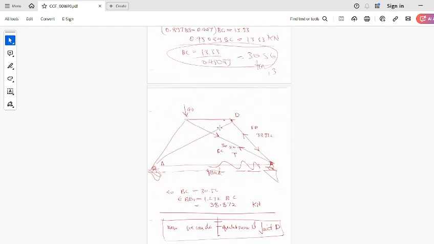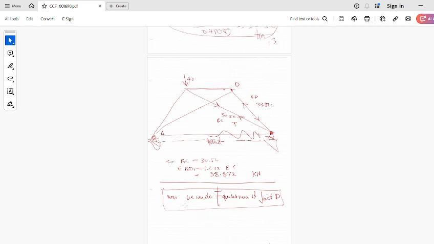So there's a little diagram of what I've got so far. BC equals 30.56. BD is 1.272 BC, so that means BD is 38.872 kilonewtons. So I think I've found two forces: BD 38.872 compression, BC 30.56 tension. I can check that again in the last part of the video.